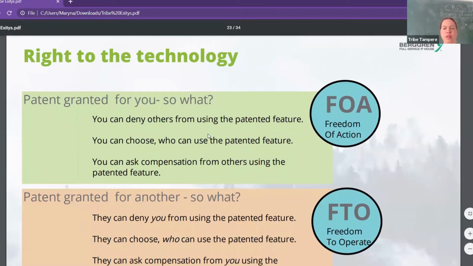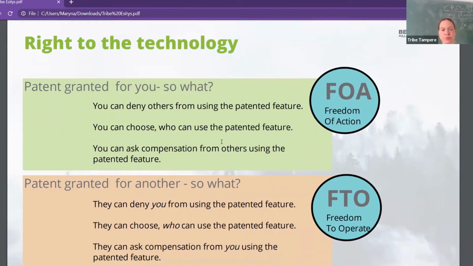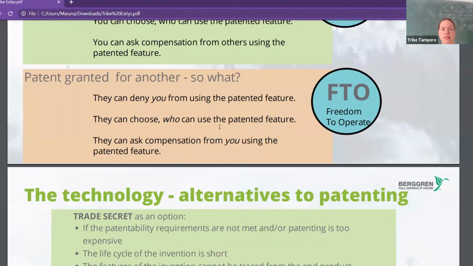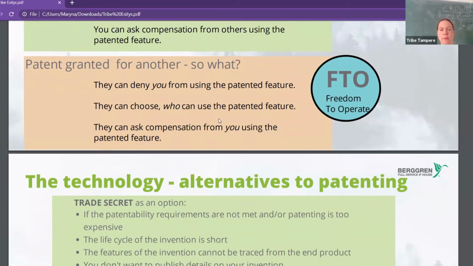So about the patent, when it gets granted, it means you can deny others from using the patented feature. You can choose who can use the patented feature, and you can ask compensation from others using the patented feature. And if someone else, for example, your competitor, has obtained a granted patent, that means they can deny you from using the patented feature. They can choose who can use it, and they can ask compensation from you for using the patented feature.